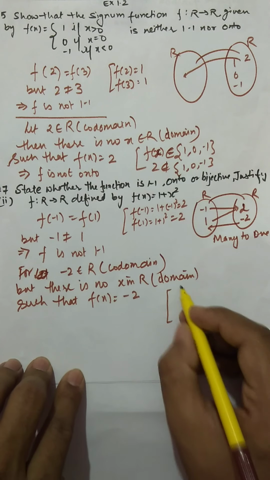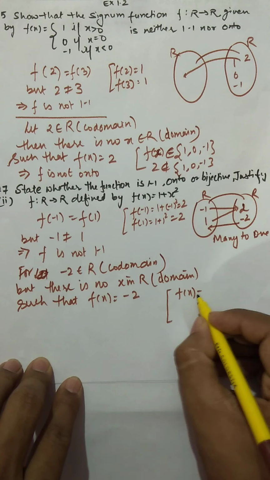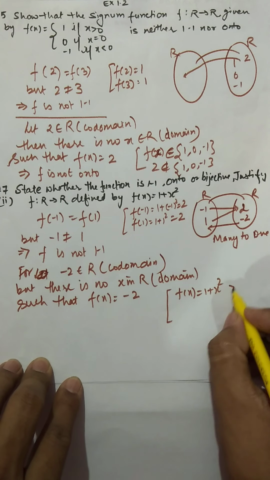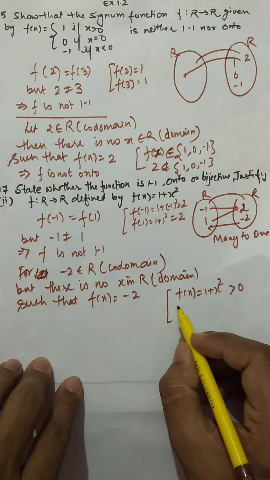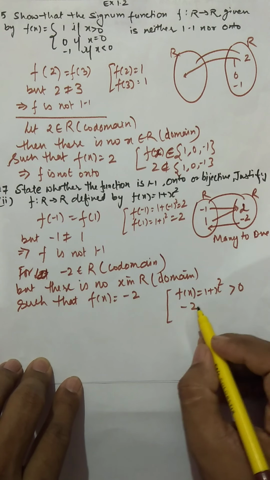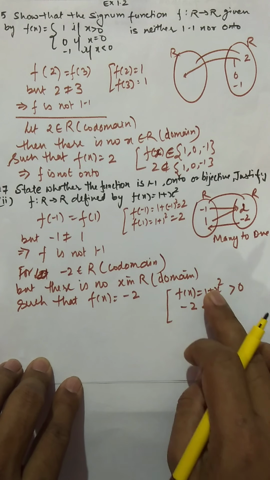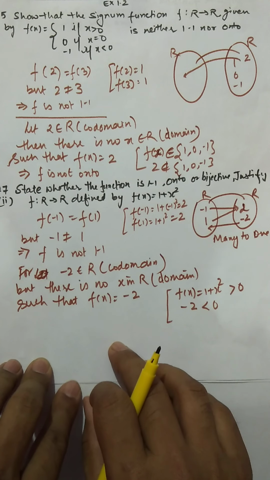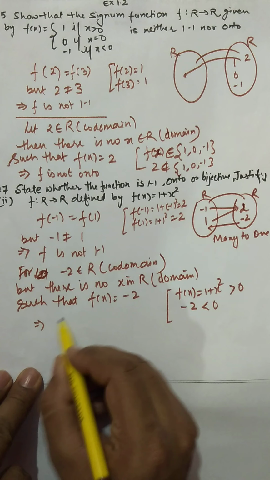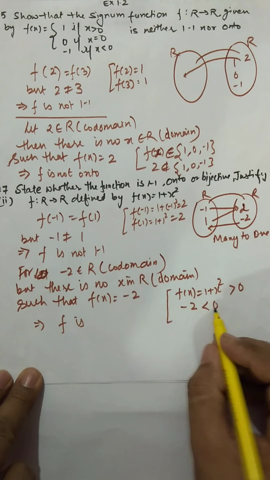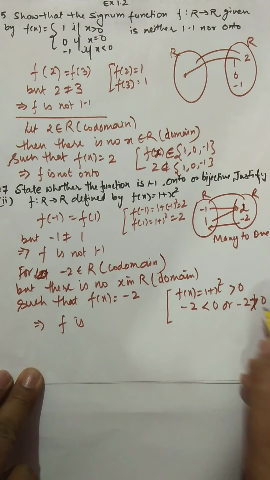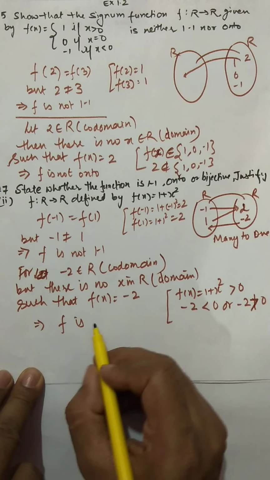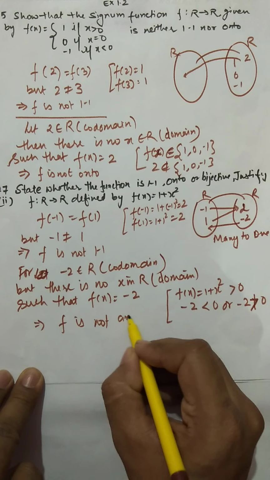So you may simply write here f(x) is going to be 1 plus x square. You can say simply this is greater than 0, and you can say this -2 is less than 0. So it means both the quantities cannot be the same. So you will simply say that f is not onto, or you can say this way also, that -2 is not greater than 0. So f is not an onto function.